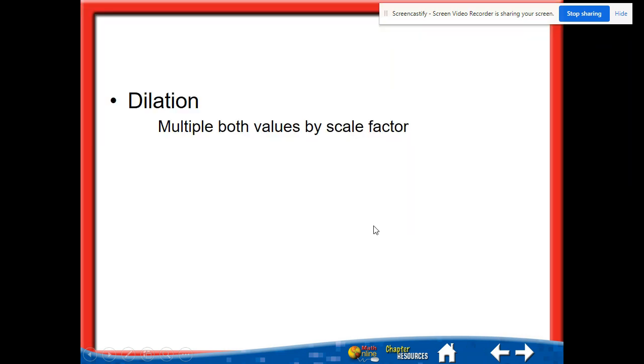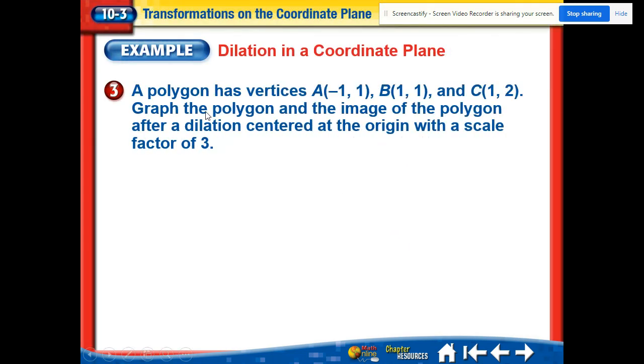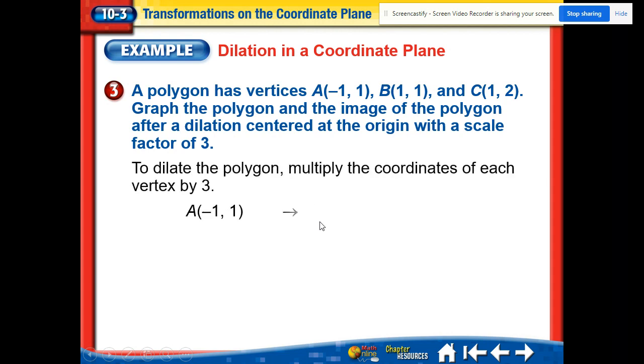Last one that we're covering today is the dilation. And this is possibly the easiest one because all we're going to do is multiply. We're going to multiply by whatever the scale factor is. So here we have a triangle again, three corners. And they want us to dilate with a scale factor of 3. So what we're going to do is take all of these values and basically just multiply by 3. It's actually really easy.